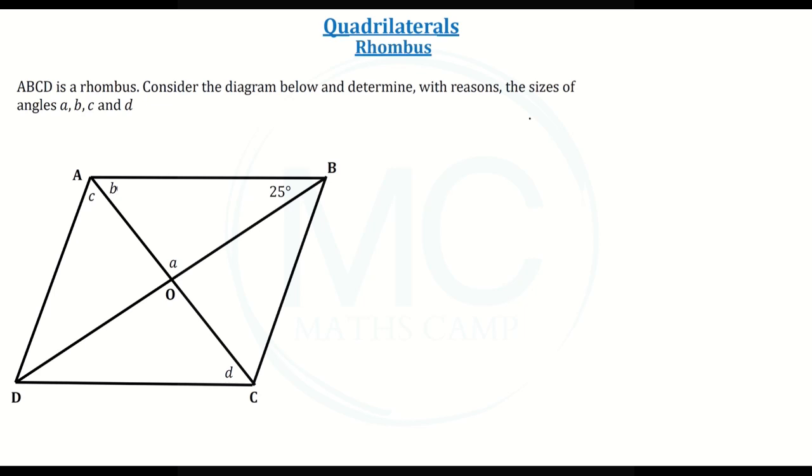ABCD is a rhombus. Consider the diagram below and determine with reasons the size of angles A, B, C, and D. Let's start with angle A.